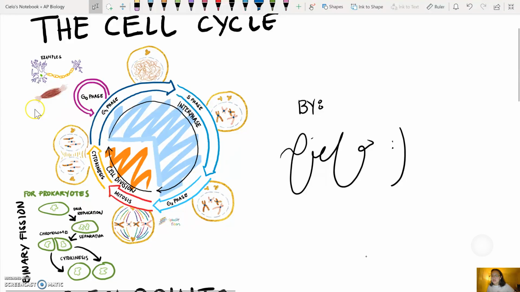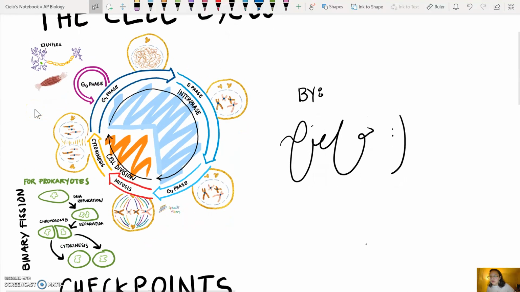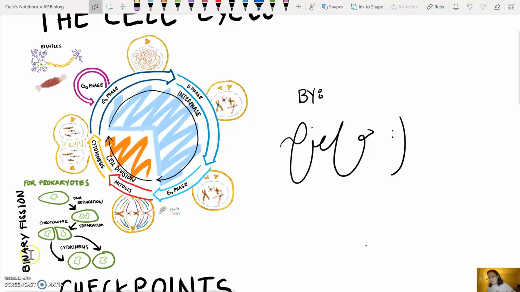So once we reach cell division, I'd like to make a little note off to the side that binary fission is only for prokaryotes. When we talk about cell division right now, we're talking about it in the case for eukaryotes. So the end goal of mitosis is to pass a complete set of genomes from the parent to the daughter cells.